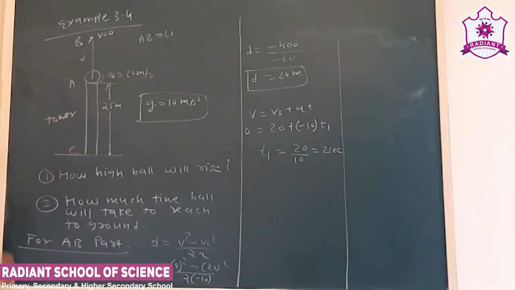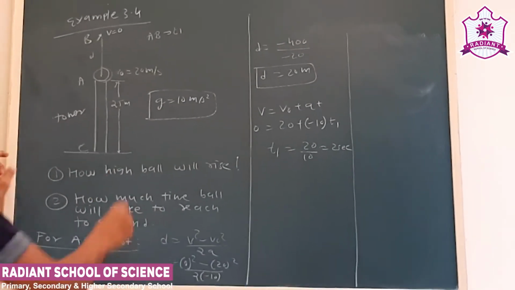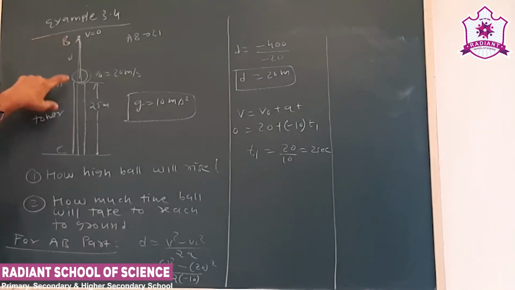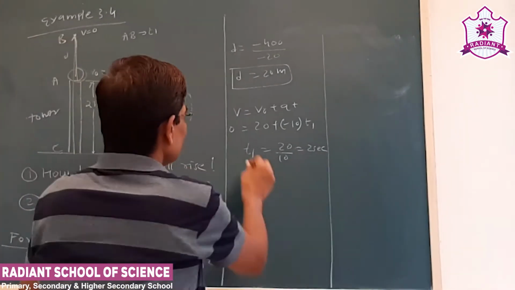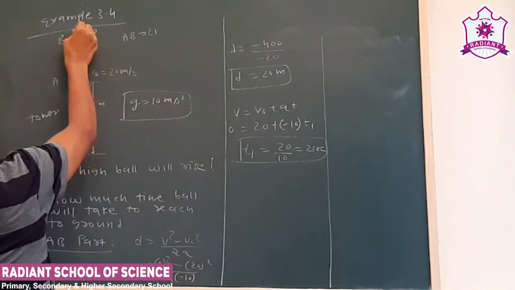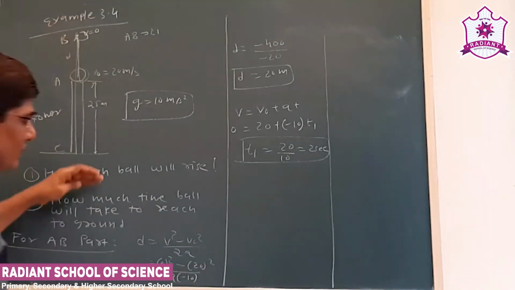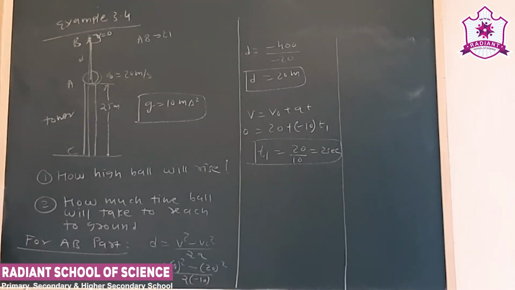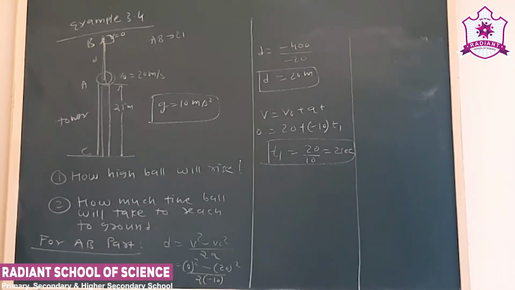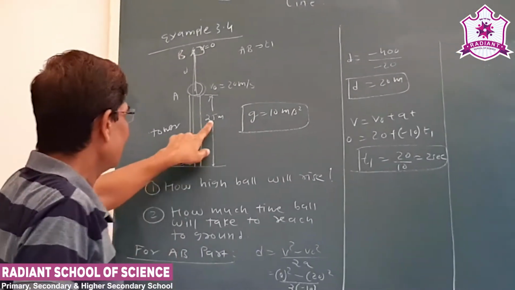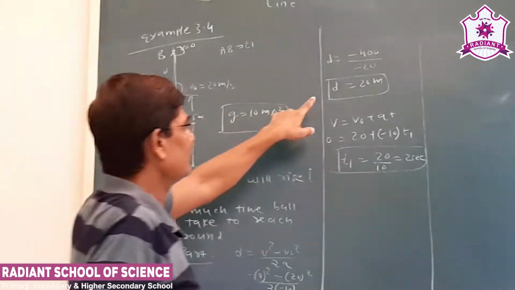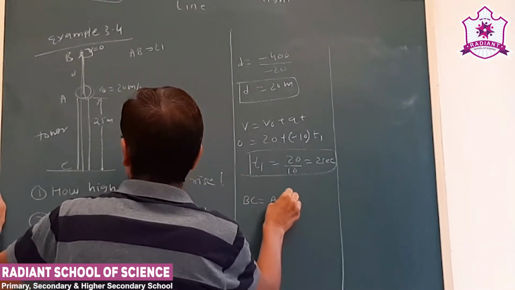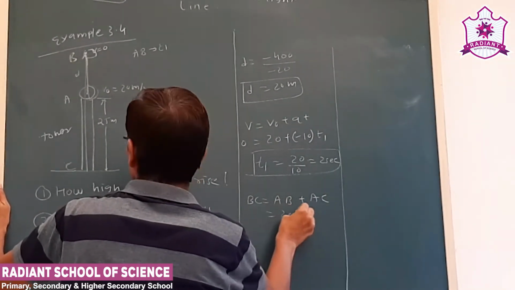Now see, we have to calculate the total time to reach the ground. Let us say from A to B, then B to C. The time taken from A to B, we have calculated, t1 is 2 seconds. Once it has reached the highest point, it will be a free fall. Now it will come down because of gravitational acceleration, like a free falling object. During that, how much distance will it cover? Initially the height of the tower is 25, and 20 is the distance covered. So this BC distance is AB plus AC, that is 20 plus 25.